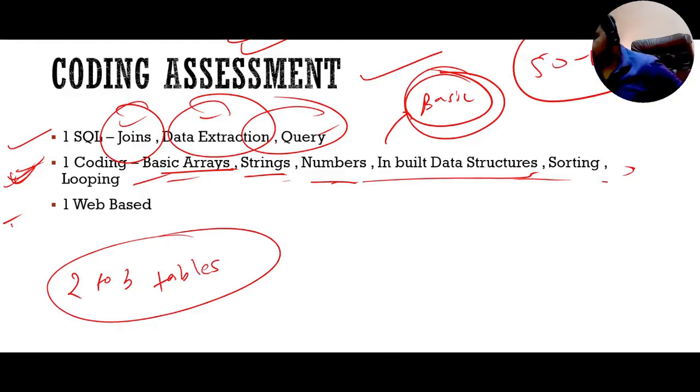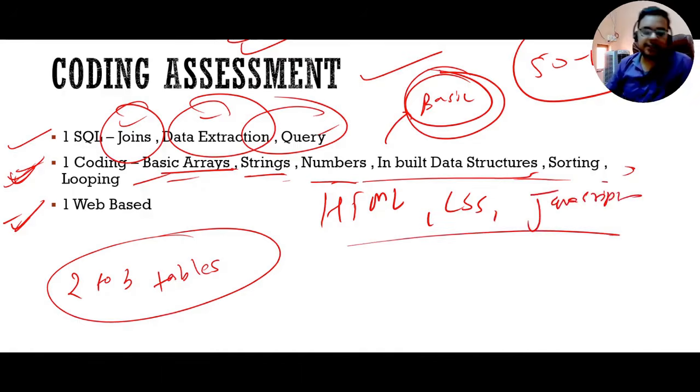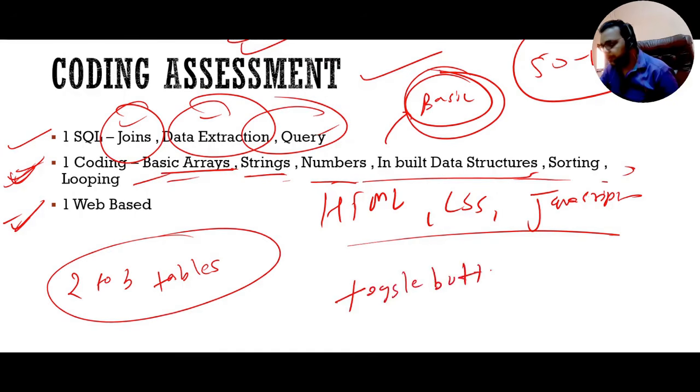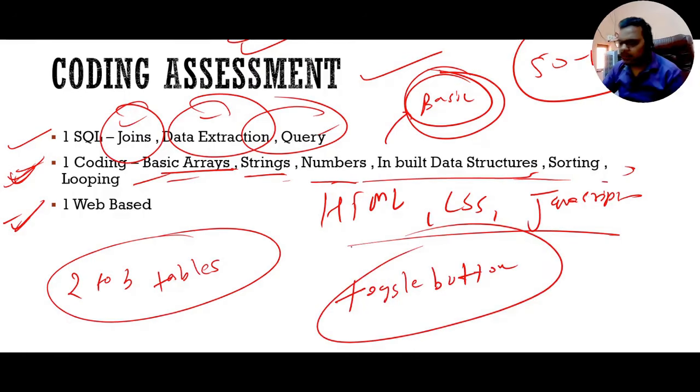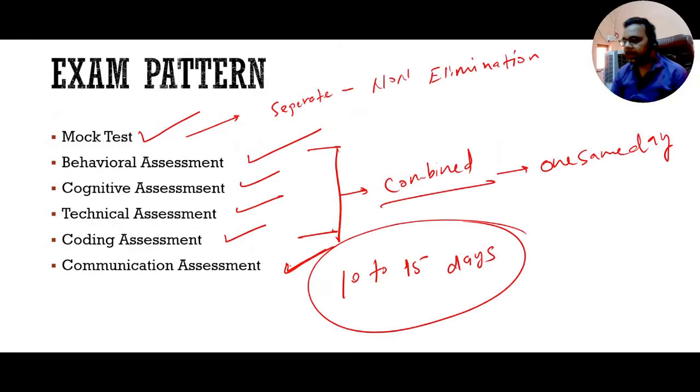One web based question will give you a functionality which you need to complete using HTML, CSS, and JavaScript. So basic knowledge of HTML, CSS, and JavaScript is also required. Sometimes they ask questions like create a toggle button using JavaScript, or create a form using HTML and CSS, something like that. So this much they are asking in everything.